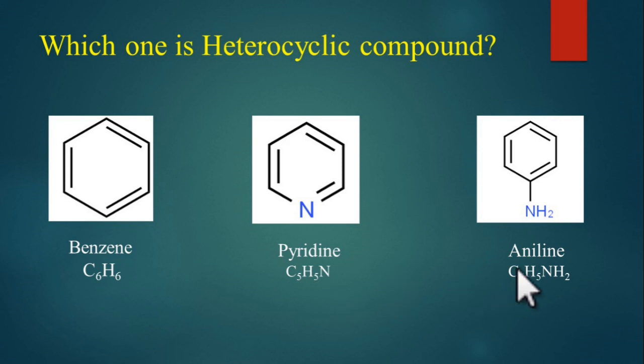The third example is aniline. Its molecular formula is C6H5NH2. The point to be noted here is that the compound also has a nitrogen, that is a heteroatom, but it is not a heterocyclic compound because the heteroatom is not present inside the ring. So we can simply say when a cyclic compound contains at least one element other than carbon within the ring system, then the compound is a heterocyclic compound.